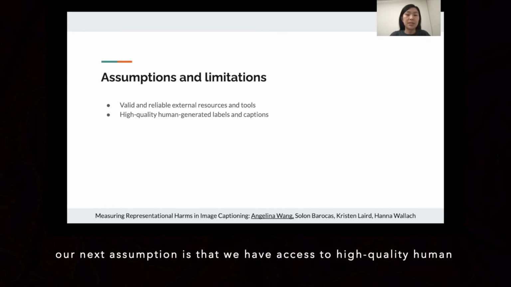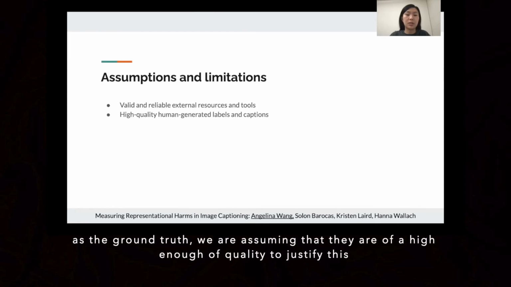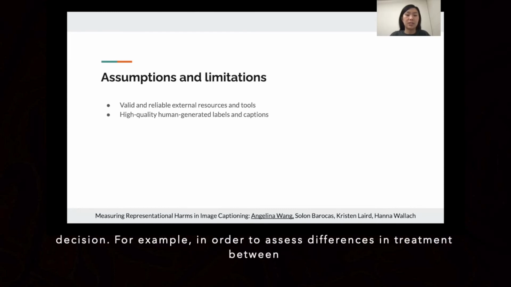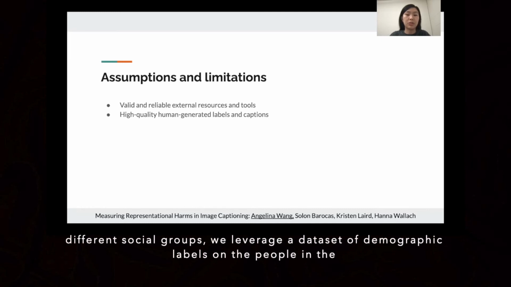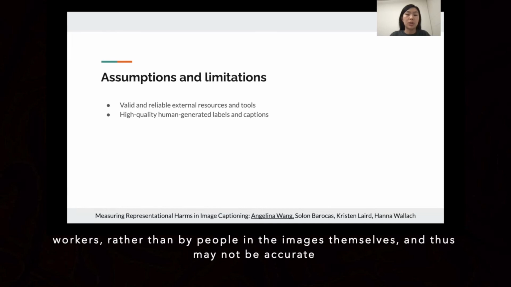Our next assumption is that we have access to high-quality human-generated labels and captions. Because some of our measurement techniques treat these as the ground truth, we are assuming that they are of a high enough quality to justify this decision. For example, in order to assess differences in treatment between different social groups, we leverage a dataset of demographic labels on the people in the COCO dataset. These demographic labels were annotated by external crowd workers rather than by people in the images themselves, and thus may not be accurate.